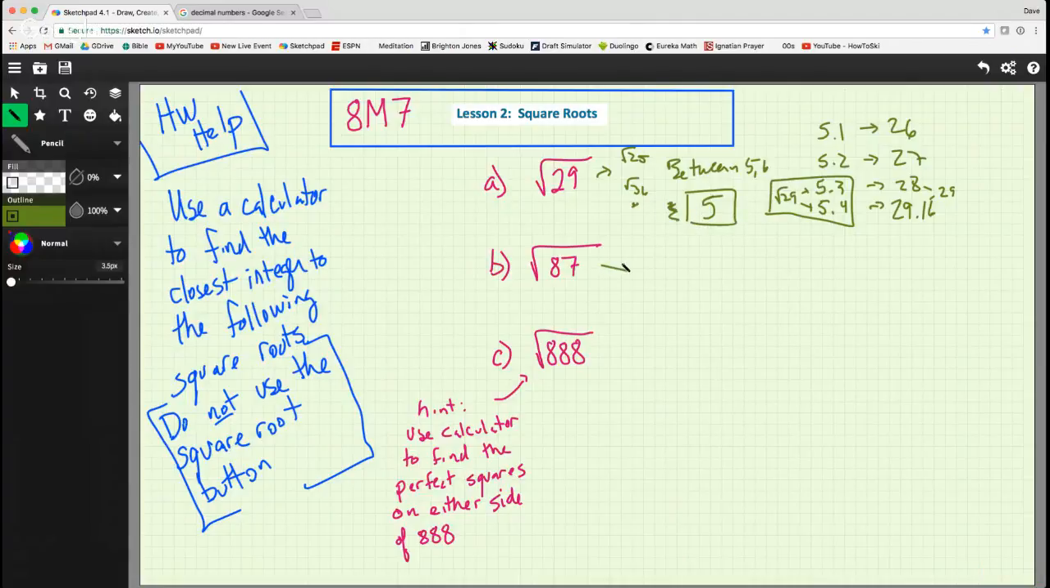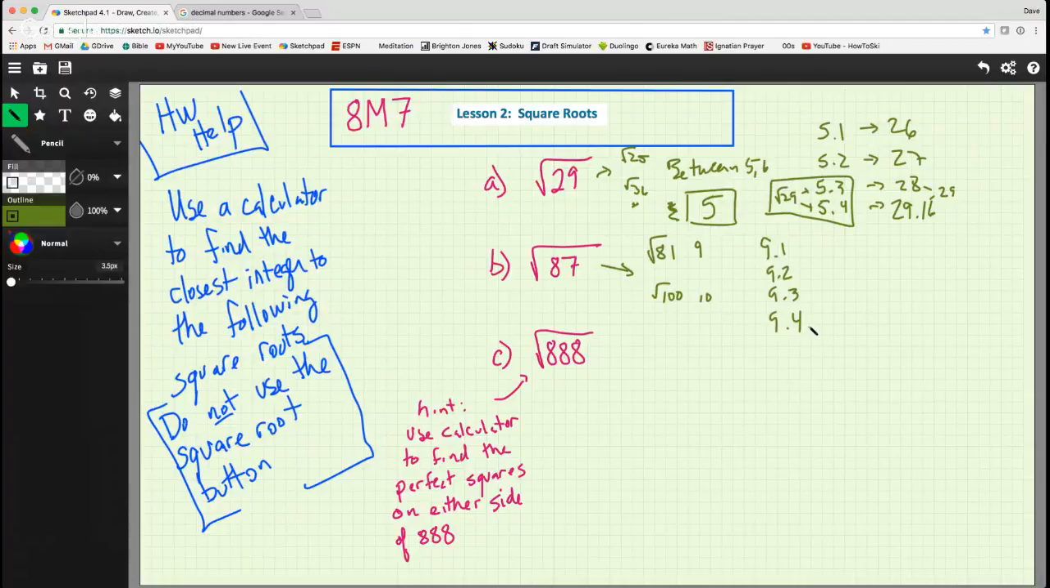Now let's do the square root of 87. Well, that's between the square root of 81 and the square root of 100. So that's between 9 and 10. So the square root of 87 is between 9 and 10. So let's try 9.1, 9.2, 9.3, 9.4. So let's do those numbers.